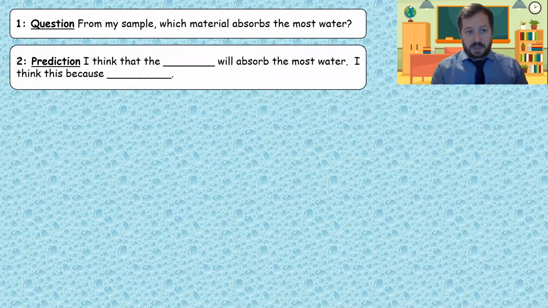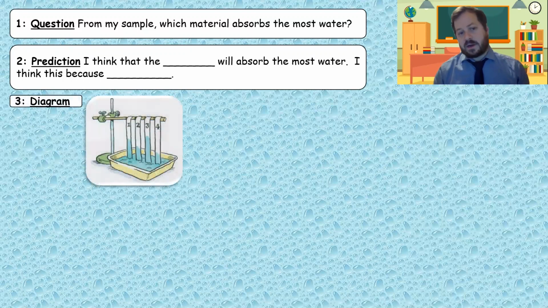Secondly, we're going to make a prediction. I think that whatever the material is will absorb the most water. I think this because... Now, a good prediction always states why you think your answer might be that. What prior scientific knowledge do you have, or prior information do you know that helps you inform that particular prediction? And that's an important step because that's the bit you're validating by your test and by your conclusion.